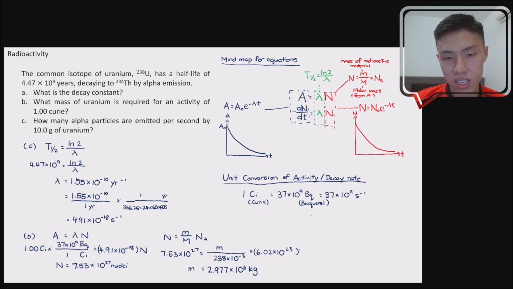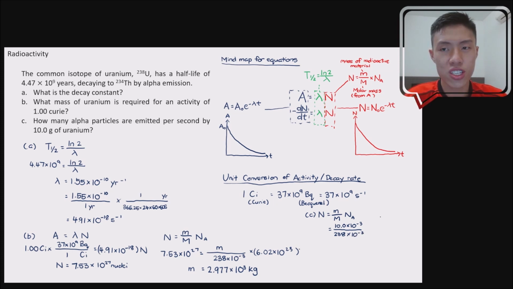So question C, I don't think I have a lot of space. I'll start with the equation to determine the number of radioactive nuclei: mass divided by molar mass, multiplied by the Avogadro number. I'm given 10 grams, I will convert it to kg, so 10 times 10 to the power negative 3, this is in kg. And my molar mass is 238 grams, but I convert it to kg as well, times 10 to the power negative 3.